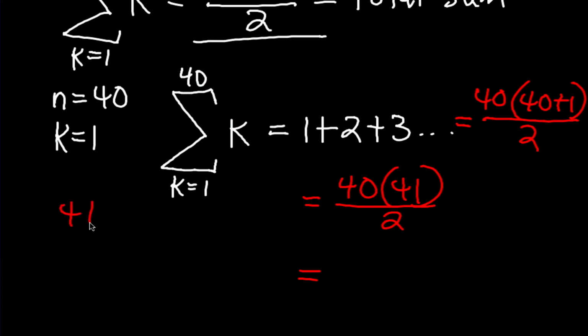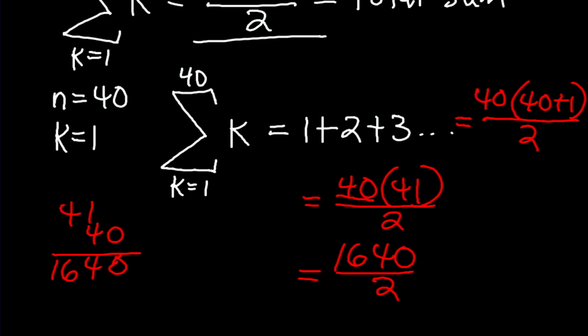I have 41, and here's a little math trick. If I have a number that ends in a 0, I can offset it this way and multiply. Just bring the 0 straight down. 4 times 1 is going to be 4. 4 times 4 is 16. So that's going to tell me that 41 times 40 is going to be 1,640 divided by 2.